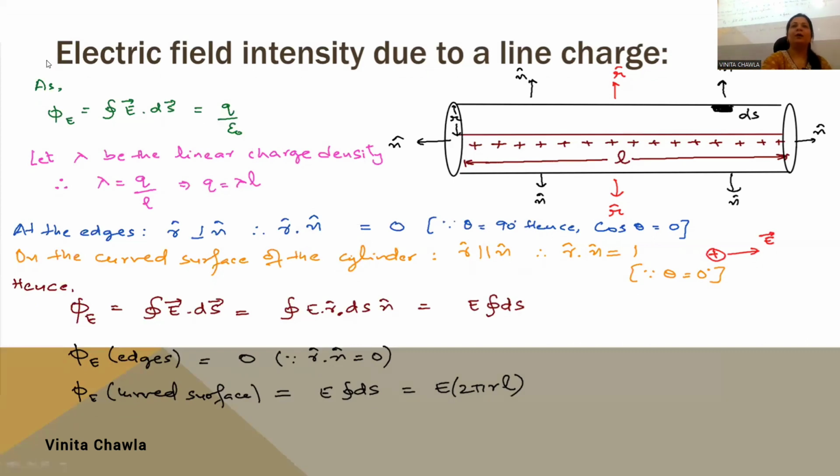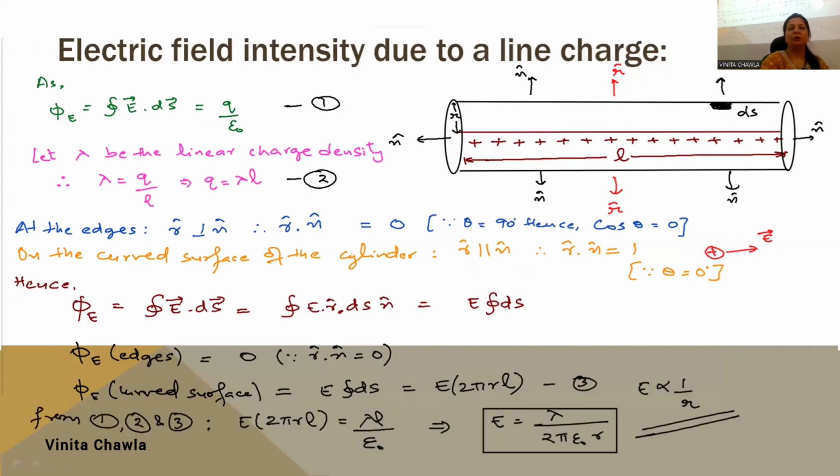Yes, ma'am. So E into 2 pi RL. 2 pi RL is the curved surface area of the cylinder. Now consider this as first equation, this as second, and this as third. Now compare these three, 1, 2, and 3.